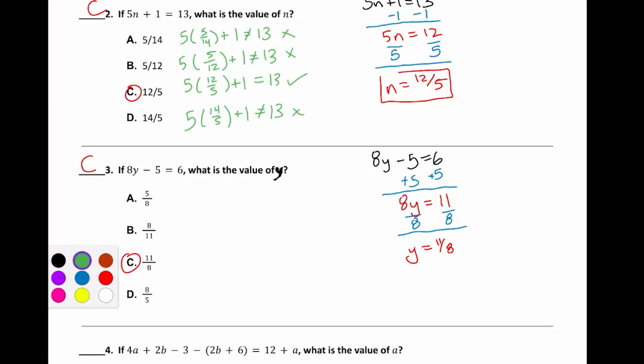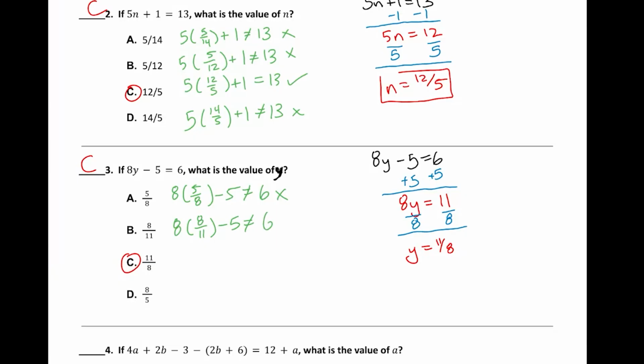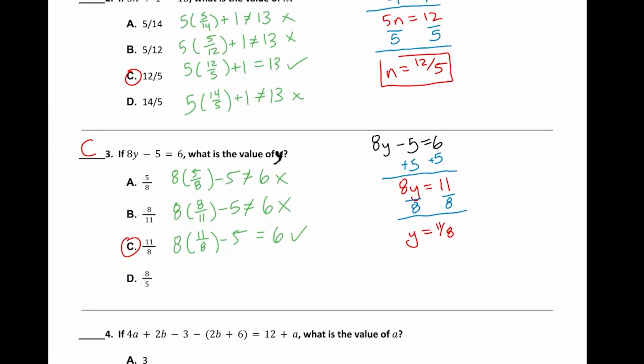Now you can also check all these answers just like we did the last few. I don't know if it's really worth going through every single one like this, but I guess it couldn't hurt. 8 times 5/8, that's going to be 5, minus 5, that's going to be 0, so that's not going to work. That's not 6. 8 times 8/11 is going to be 64 over 11, so right away, since that's going to be a fraction, there's no way that's going to equal a whole number. 8 times 11 over 8 minus 5, that's going to be 11 minus 5 is for sure 6. So, yep, we kind of already knew that was going to be the answer, but now we have a little bit more confidence there.